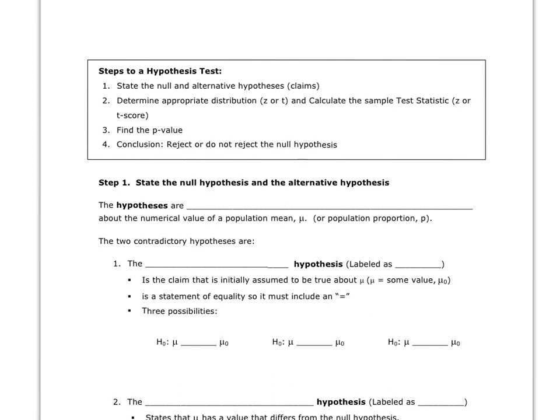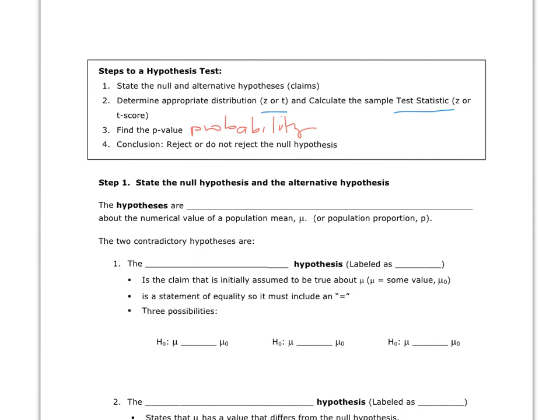notation. Second, we will determine which distribution to use. It'll either be Z or a T, and then based on that, we calculate a sample test statistic, okay, which is just going to be some value that we come up with. Then the third step is to find the p-value. A p-value is just a probability. Okay, and then finally, we come to whatever our conclusion is, which is always going to be we reject the null hypothesis or we do not reject the null hypothesis.